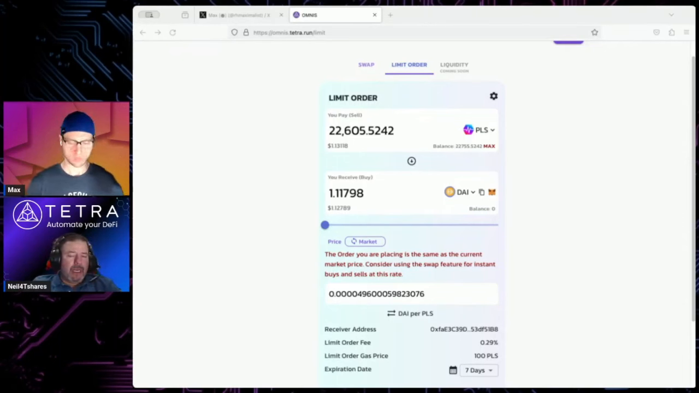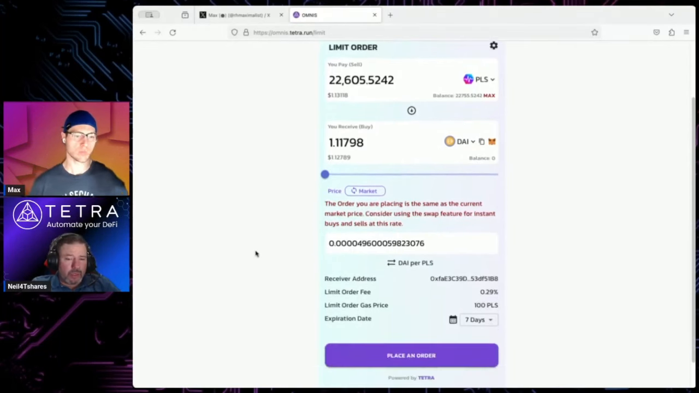But this means that you cannot trade against yourself or accidentally fat finger and do anything dumb to make a bad decision. You're only going to trade in a way that's beneficial to you. That's what that means. That slider gives you percentages, or on the bottom where it says DAI per PLS, the string of numbers there, which is your ratio, you can dial in manually as well.